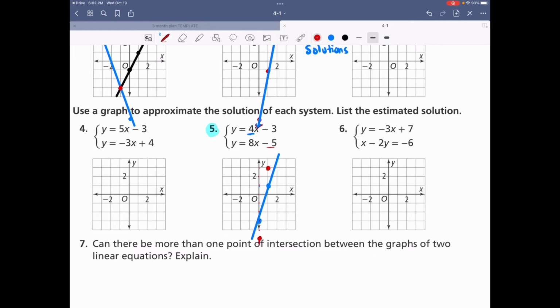And then we have to guesstimate or estimate where those cross. Ooh, my line is horrible. I got to redo that. It doesn't want to. It's too straight.